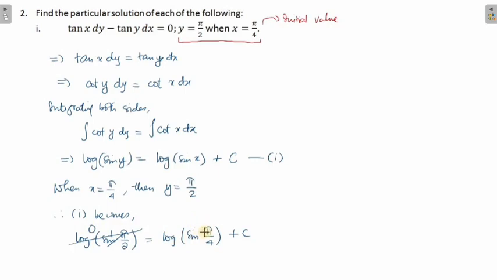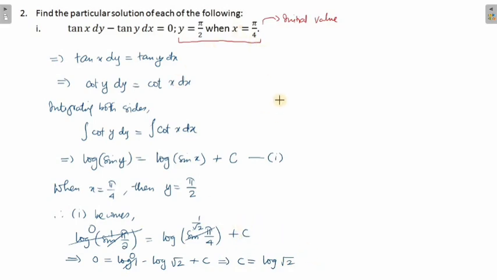Now all of you know sin pi by 4 is how much? 1 by root 2. So can I write this as 0 equals log of 1 by root 2 plus c? Log a by b is log a minus log b, that is log 1 minus log root 2, plus c. Again log 1 is 0, and from here you get c equals log root 2. So we got the value of c.